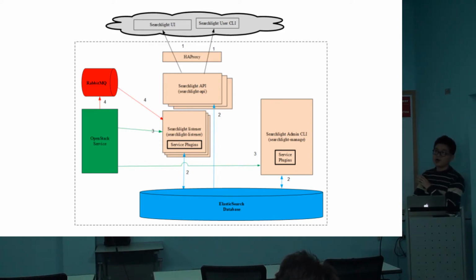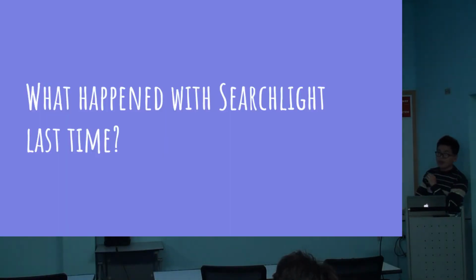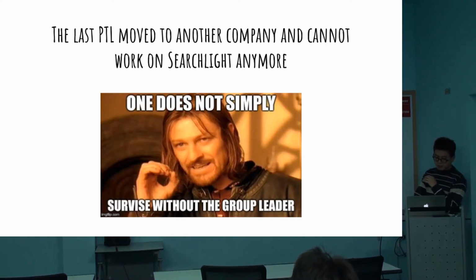But this presentation is not too deep about the technical part of Searchlight. It's about what happened with Searchlight last time. I think you already know that OpenStack moved into the Stein cycle, and the last cycle was Rocky. The last Searchlight team could not release anything new to the community. The last project team leader moved to another company. He stopped contributing and stopped working on Searchlight, which means no leader, and the other contributors stopped working on it as well. So there's no one there.